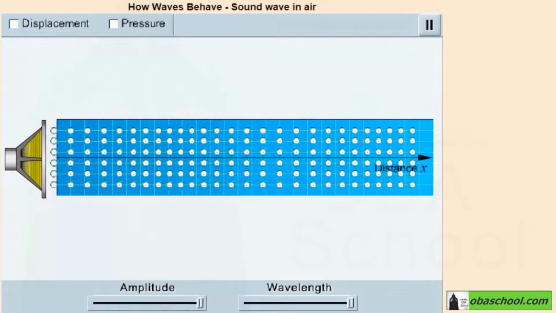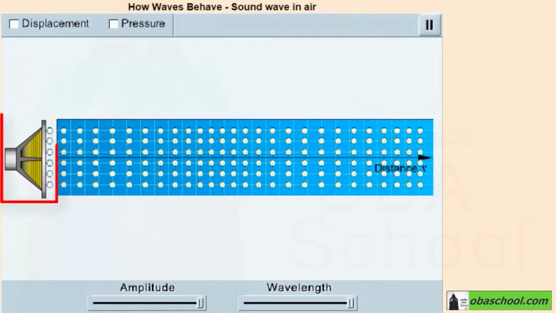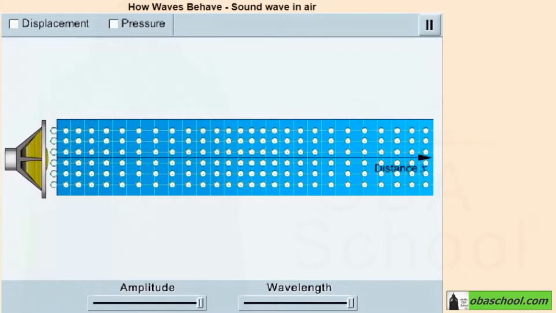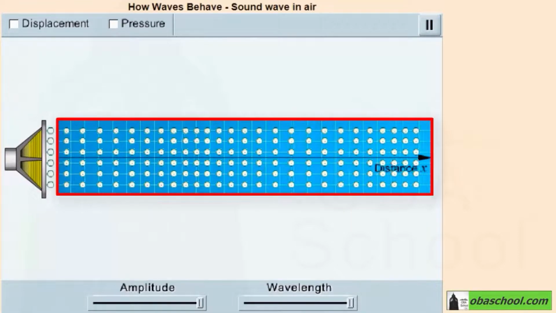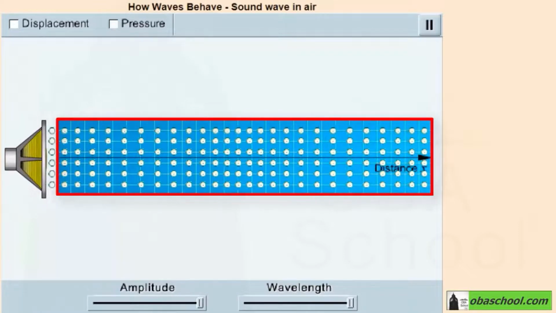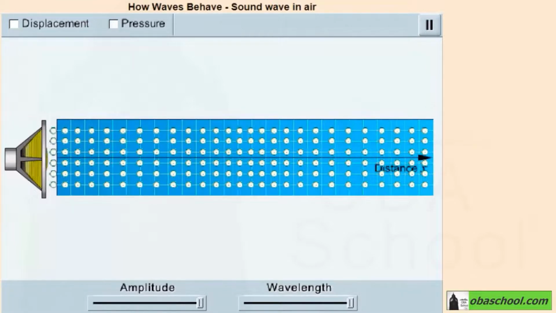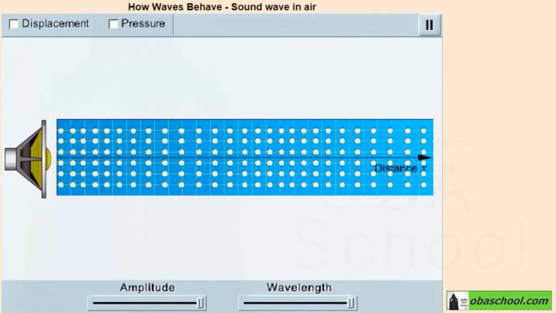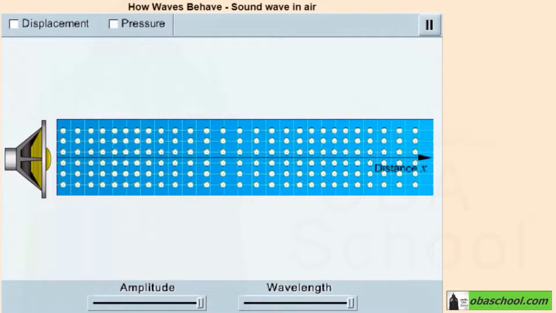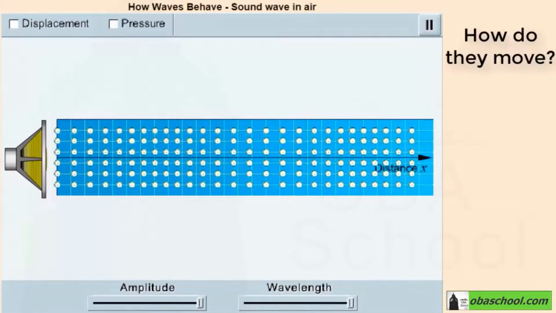Hello everyone! In this simulation, we're going to investigate the sound wave in air. Here is a loudspeaker emitting sound waves. Air particles are shown here as small spheres being moved by these longitudinal waves. The vertical background lines show the normal rest position of the air particles when no sound waves are passing through the air. Look at one vertical layer of air particles.